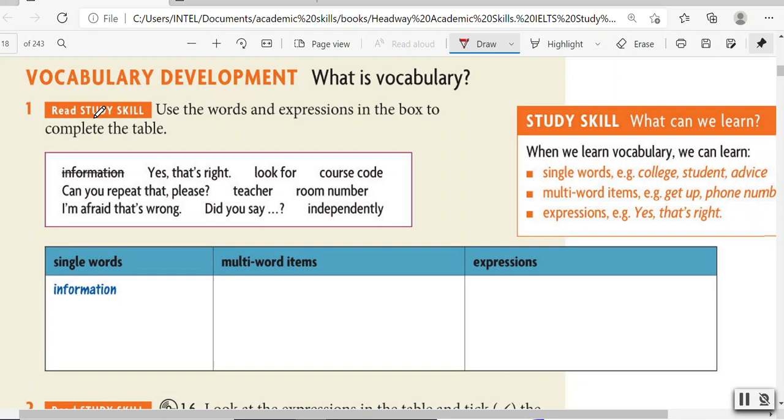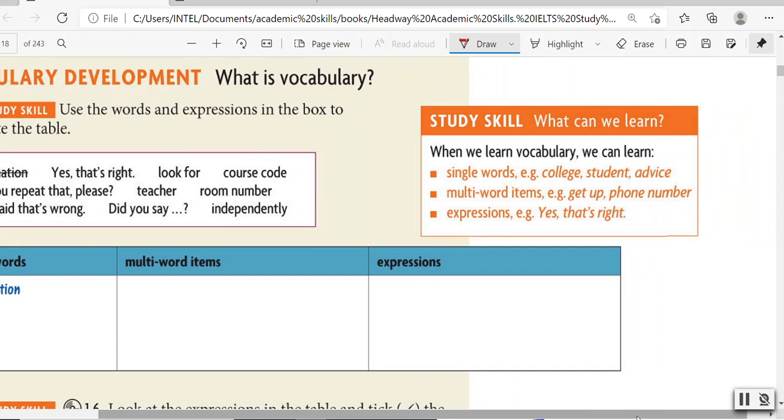Okay, we have this study skill box. Use the words and expressions in the box to complete the table. We must fill in this table with the given words. But before doing that, let's read this study skill box because it is like the heart of each part. Study skill boxes summarize the most crucial points for us.